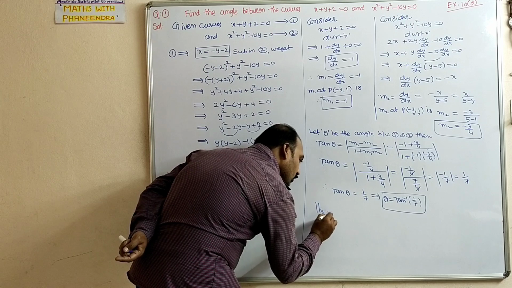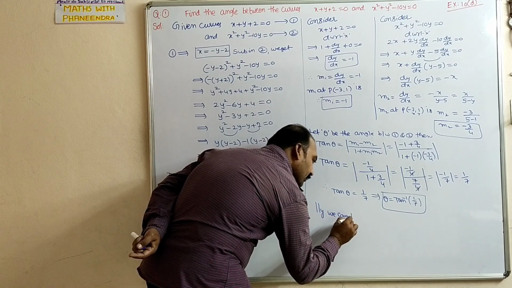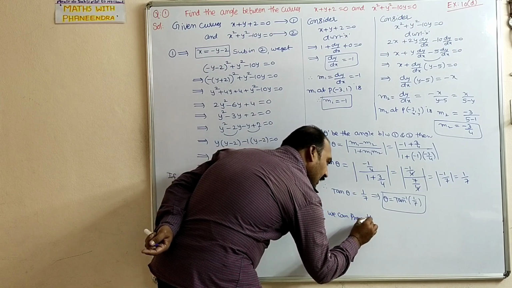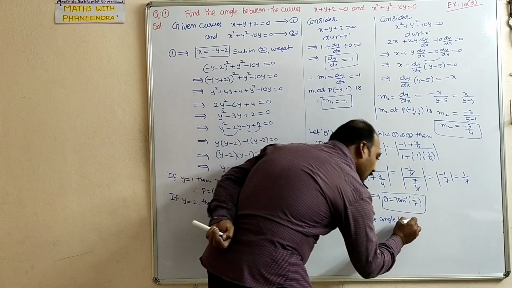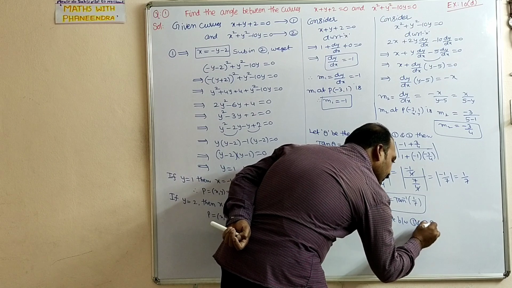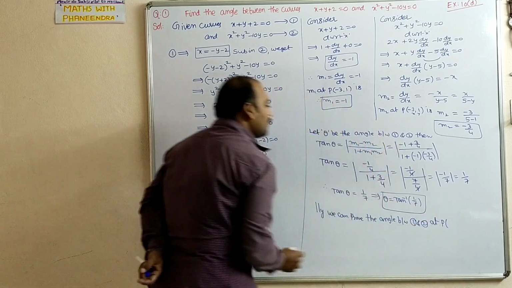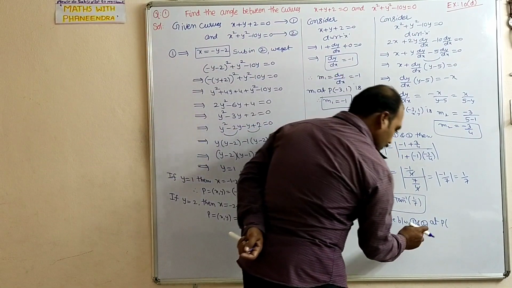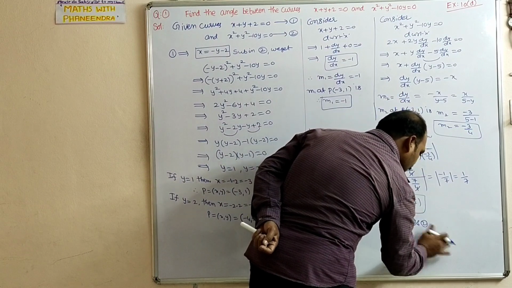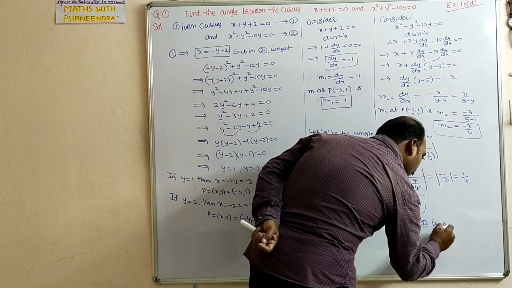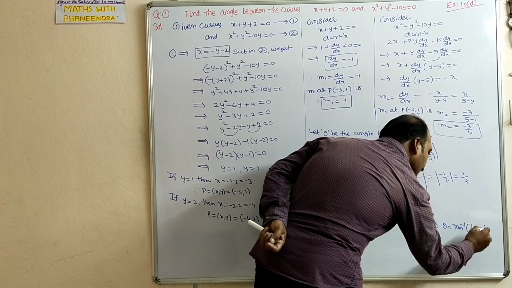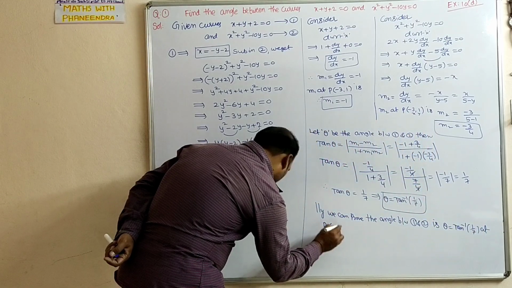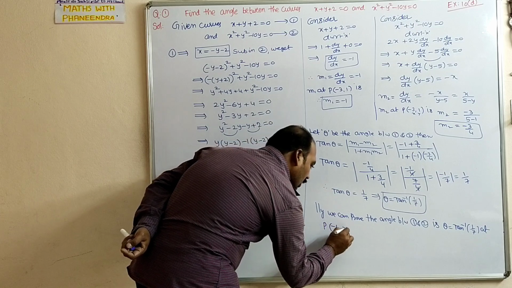Similarly, we can prove the angle between 1 and 2 is theta equal to tan inverse of 1 by 7 at P of minus 4 comma 2 also.